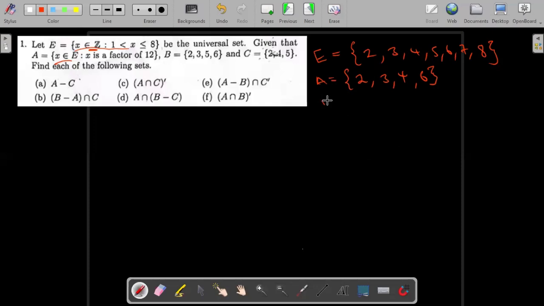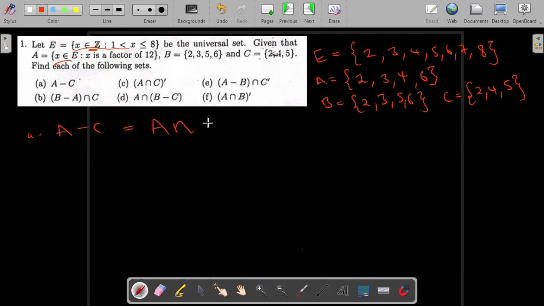Then for my set B, I have already been given it in the question. That is 2, 3, 5, and what? And 6. Then for my set C, the set C has also been given, and that is 2, 4, and 5. So these here are the sets that I have. Then they're telling me to find A minus C. So A minus C is just the set difference of what? Of A and C. It is the same as A intersect C complement.